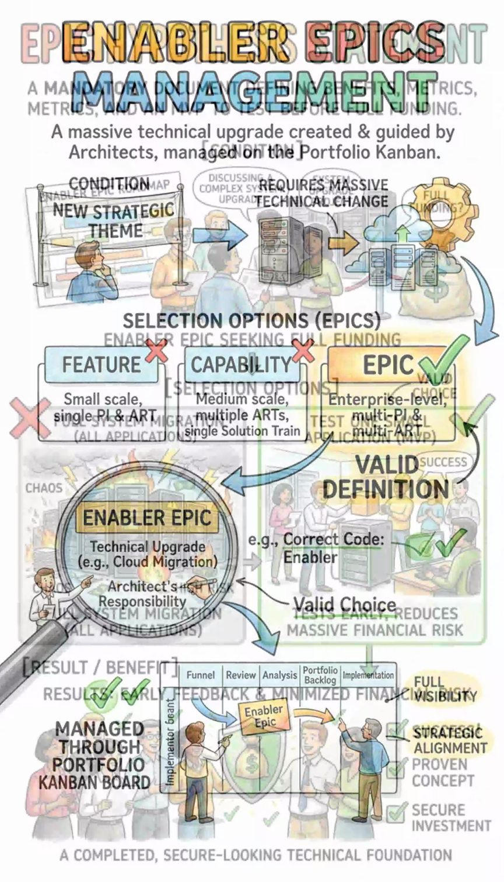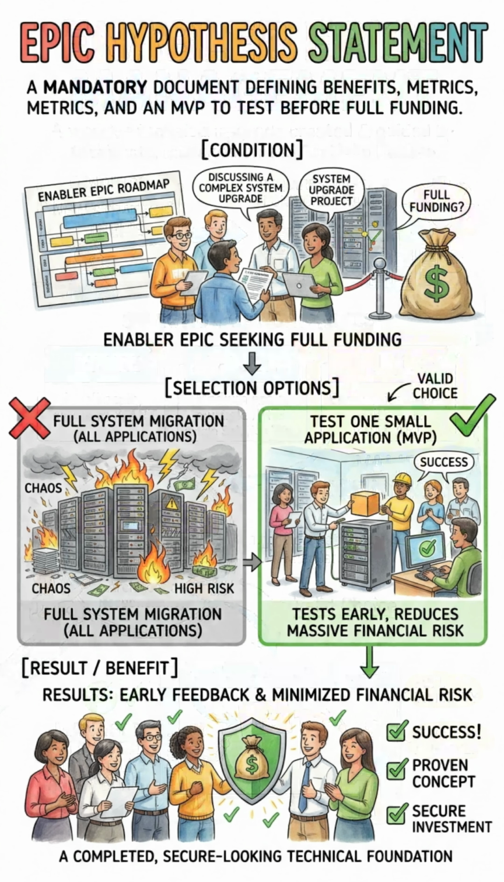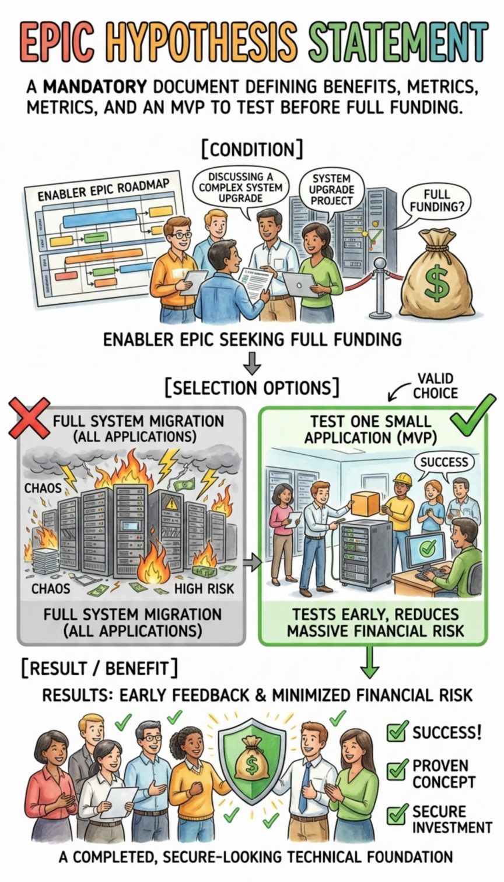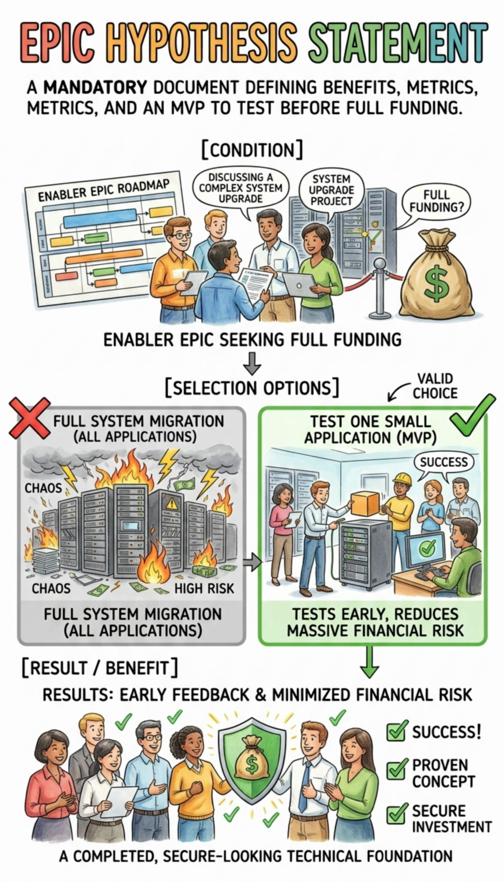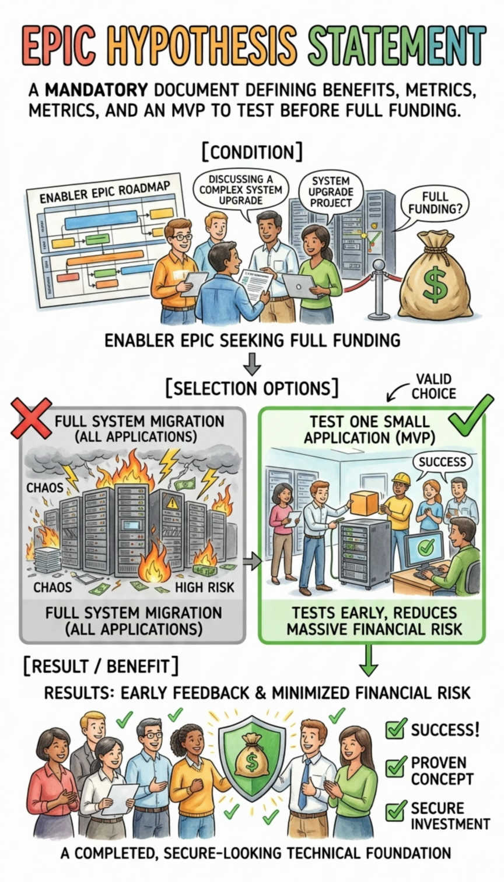Before an enabler epic is fully funded, it must have a clear epic hypothesis statement. This statement defines the expected business benefits of the technical upgrade and how you will measure success. More importantly, it requires you to define a minimum viable product to test the hypothesis early. Instead of migrating the entire company to the cloud all at once, you might migrate one small application first to prove the concept, reducing massive financial risk.